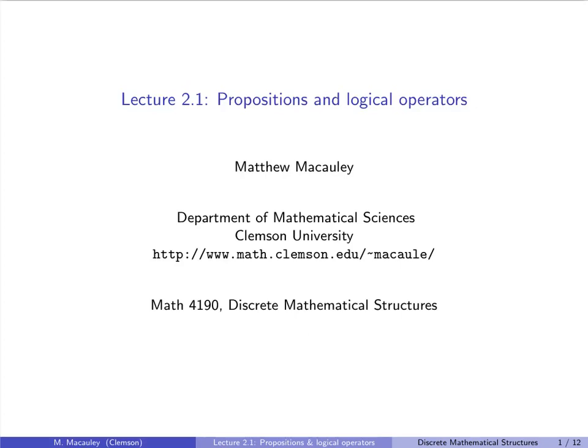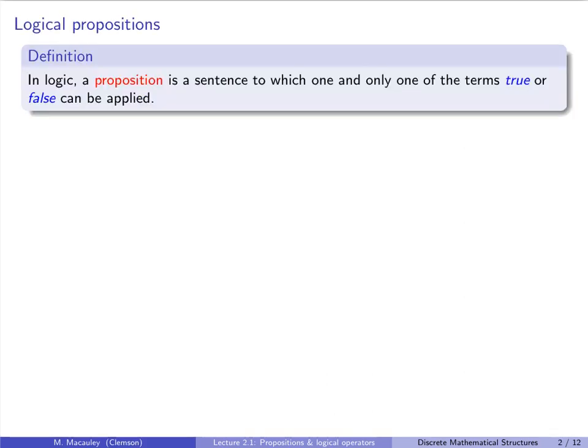Welcome to Lecture 2.1, Propositions and Logical Operators. In logic, a proposition is a sentence to which one and only one of the terms true or false can be applied. This is a little bit unfortunate because outside of logic, the term proposition usually refers to a true statement, sort of like how we use theorem, but usually proposition is not quite as grandiose.